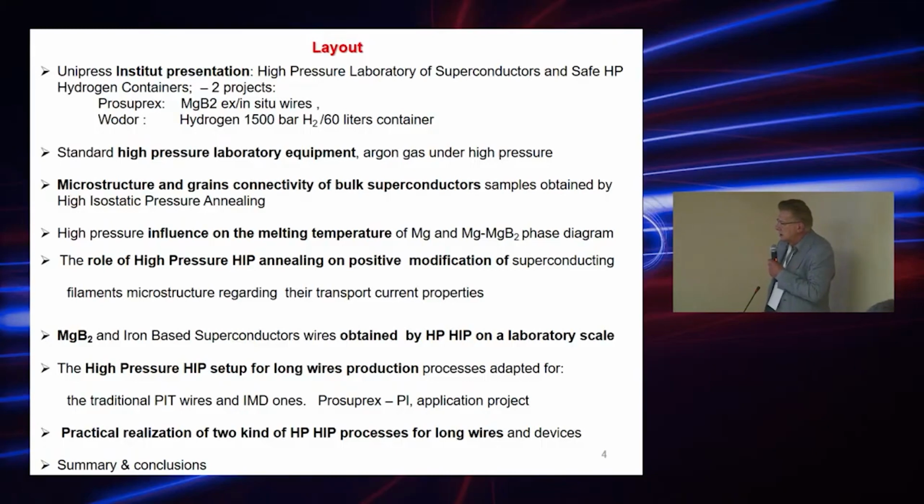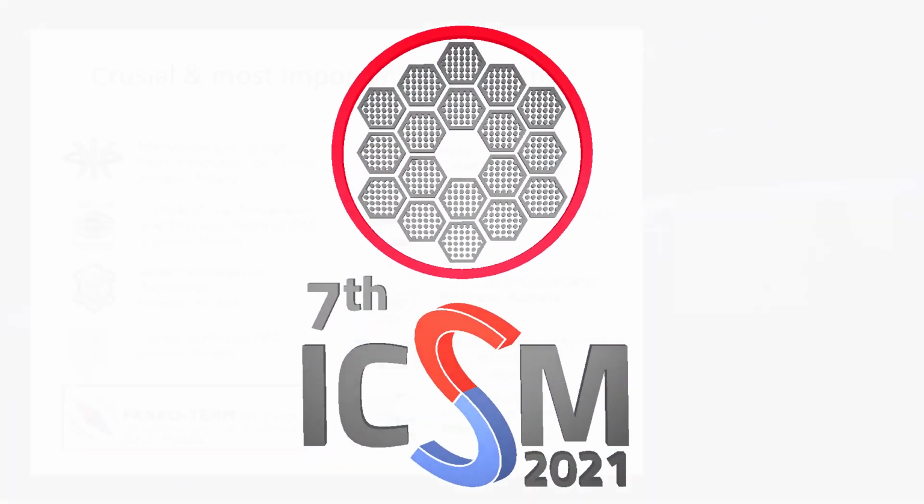And I would like to develop standard high pressure equipment, microstructure and grain connectivity of bulk samples, and melting temperature change during the high pressure annealing, for making a positive modification of the superconducting structure, and superconducting wires obtained by HIP on laboratory scale apparatus, and in the longer one by the production equipment, and practical realization of two kinds of HIP process for long wires.